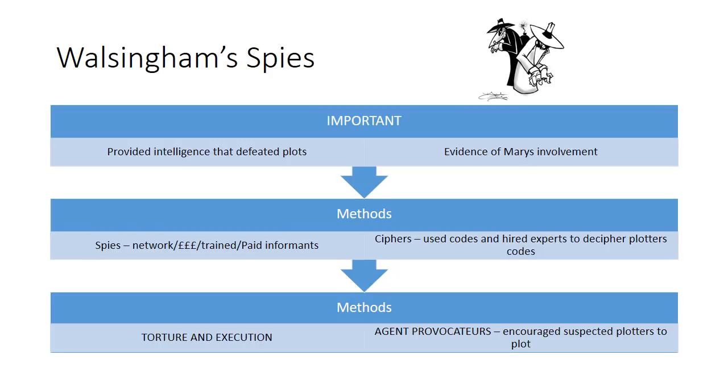And they also used something called agent provocateurs. What that means is that for any names on the list, or anybody they thought could potentially start a plot, they encouraged them. So, go on, let's start this plot to kill Elizabeth. They gave them money and effectively set them up as a fall guy. So it encouraged suspected plotters to plot, and therefore they arrested them. That's actually quite a clever way to catch people.